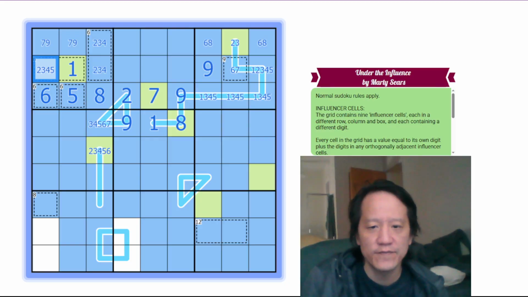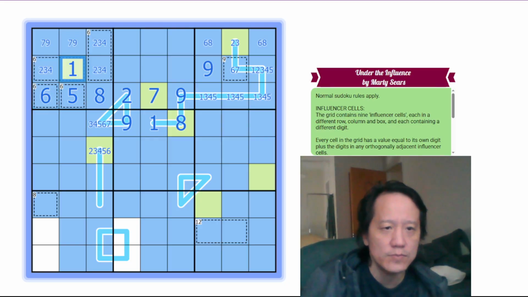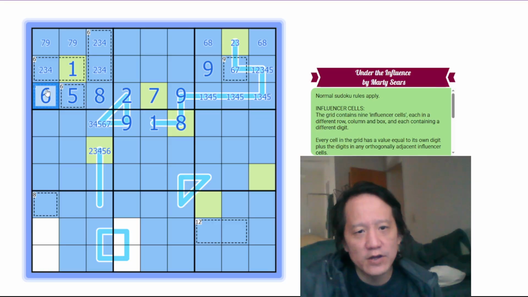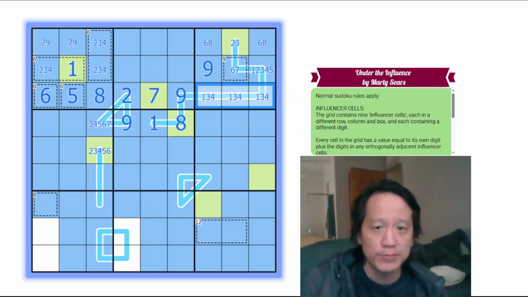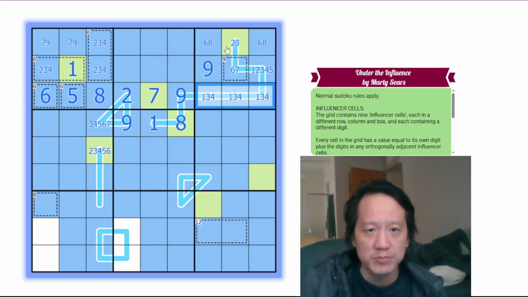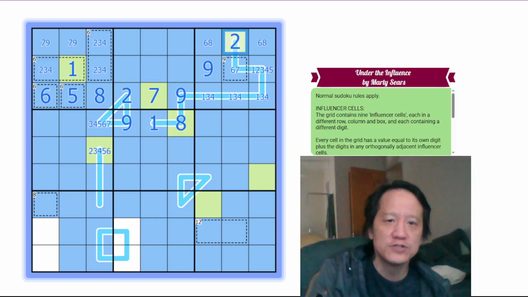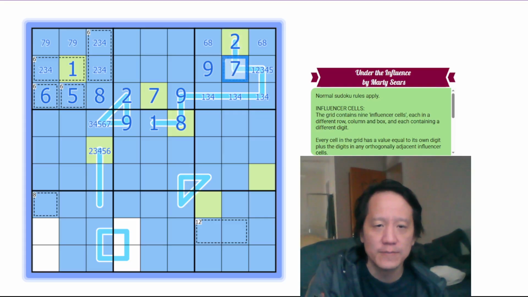This can't be 5. So again, this is a value of 6. That means 5 cannot be here. This is a 1, 3, 4 triplet, which eliminates 1, 3, 4 in the rest of the box. This can't be 3. This is 2, which forces this to be 7. That makes this a 5.